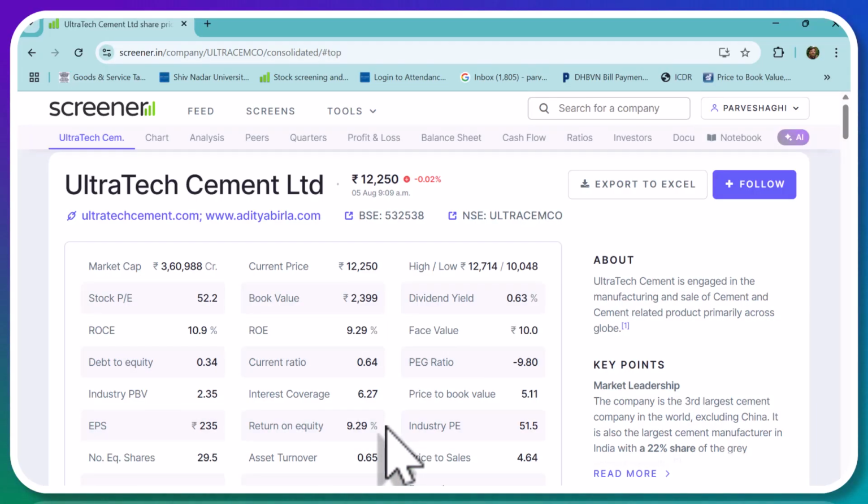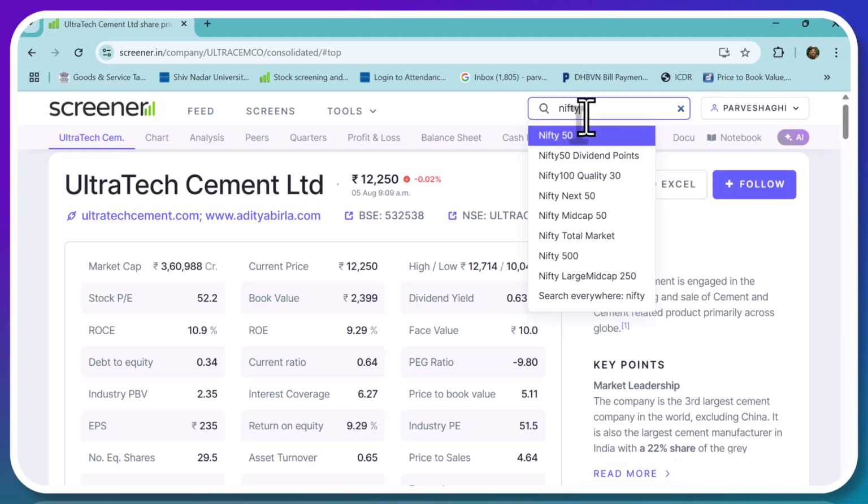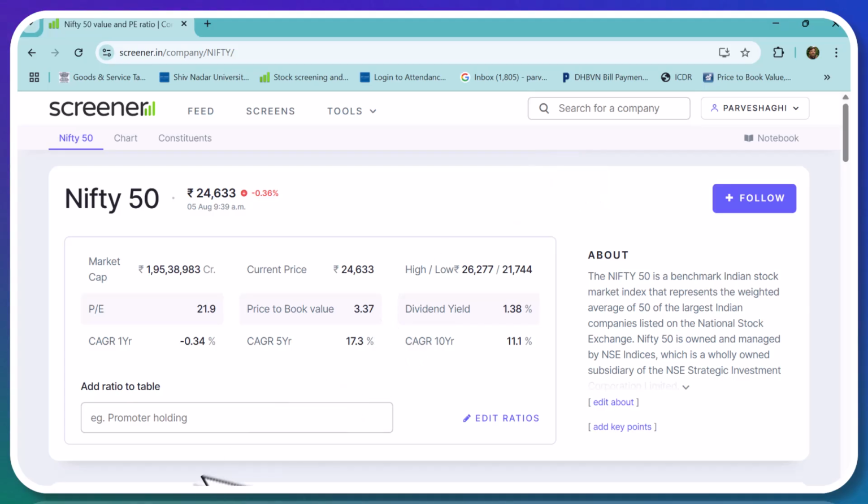Now, to understand whether this stock is trading at a very high valuation or not compared to Sensex and Nifty, it is trading at a very high valuation. Suppose you go to, for example, Nifty. You can see Nifty's PE ratio is how much? 21.9. So Ultratech is trading at twice or more than twice. If we go back to Ultratech, it's trading at 2.5 times.